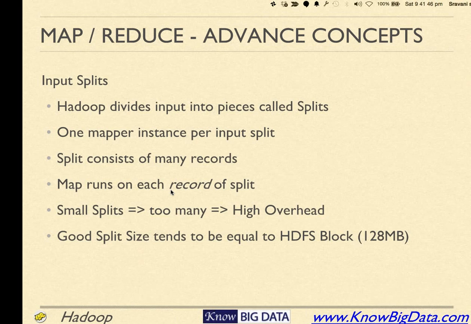A record is passed through the mapper, and an input split is a bunch of records. An input split is a collection of records, and each record is passed through the mapper, and the mapper only gets one record at a time. Okay. Now this definition of record, definition of input split, we can control and customize. Okay.